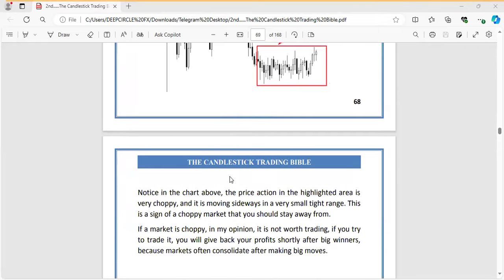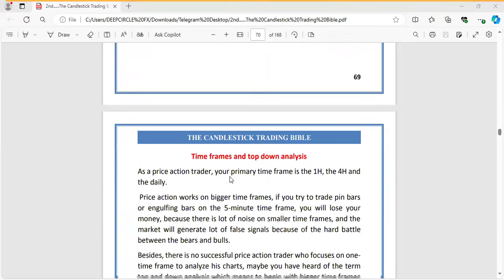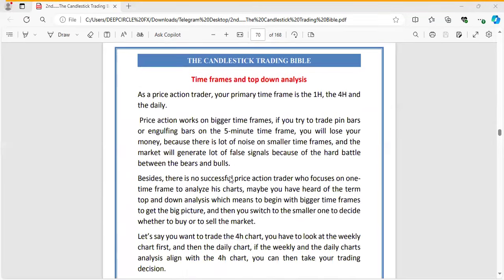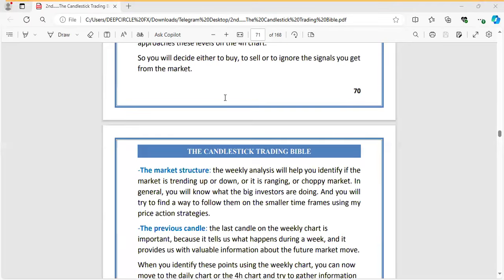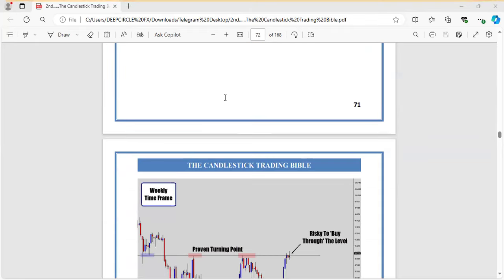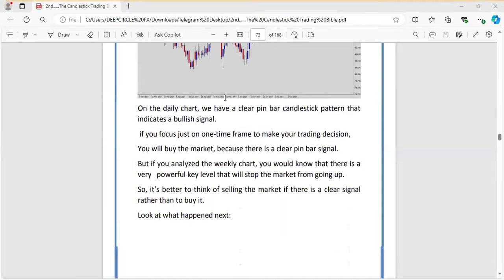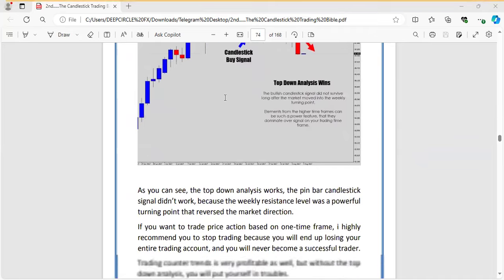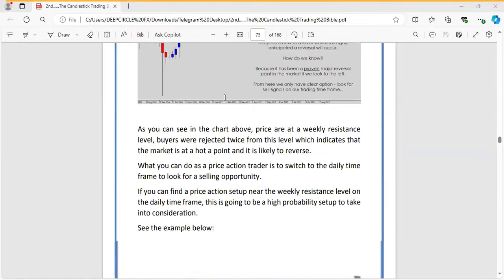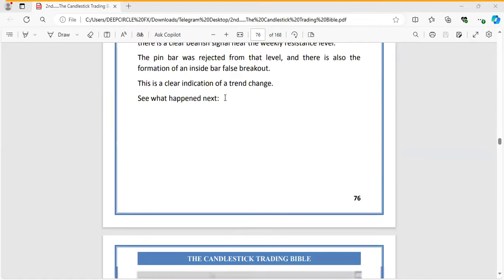So we are now moving to the next page. So about top to down analysis, we were just talking about starting your analysis on a bigger time frame, then you move to a smaller time frame. That is how you just analyze your market. So you start from H4, then you move to H1, M30, then later on you move to the M5, whereby you do your final analysis so that you can enter your trade depending on your equity.